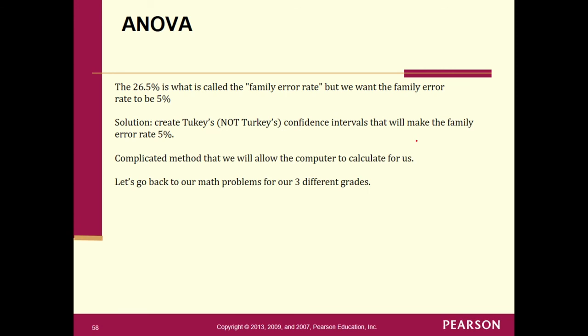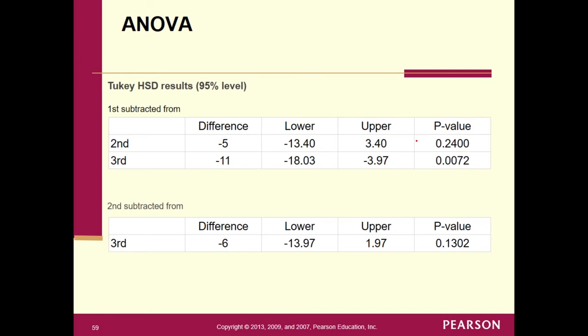Now, when you are ready to do this in the ANOVA, either for homework on the computer, or for your project, when you do the ANOVA, at the bottom there's a checkbox asking, do you want Tukey's confidence intervals to be created? And you just check that, and there you go. So this is what came about with the different confidence intervals. And again, these confidence intervals would make the overall error rate 5%.